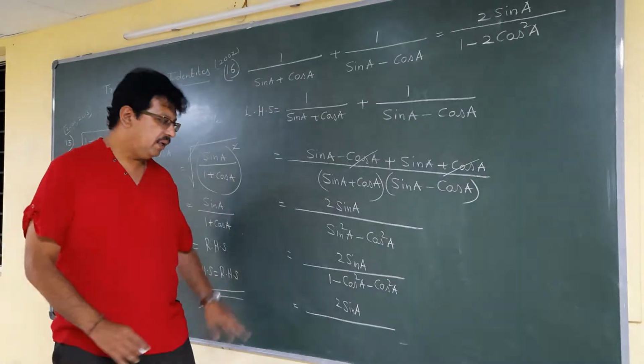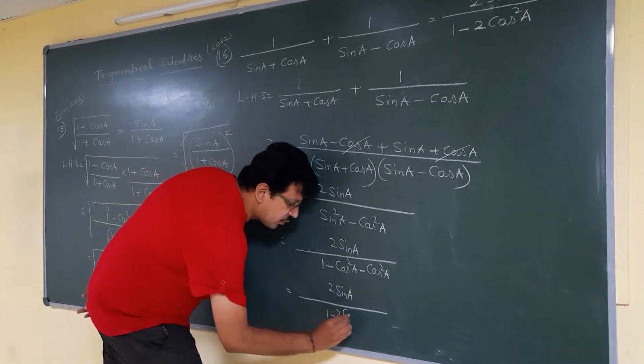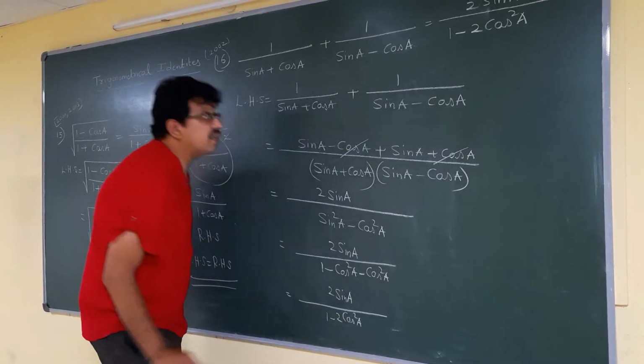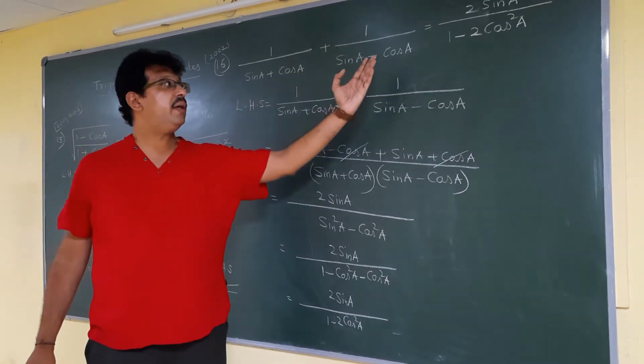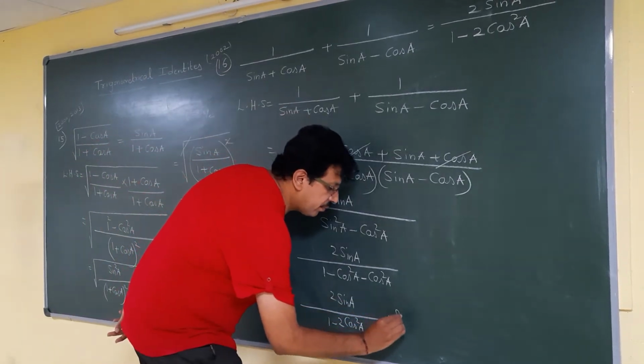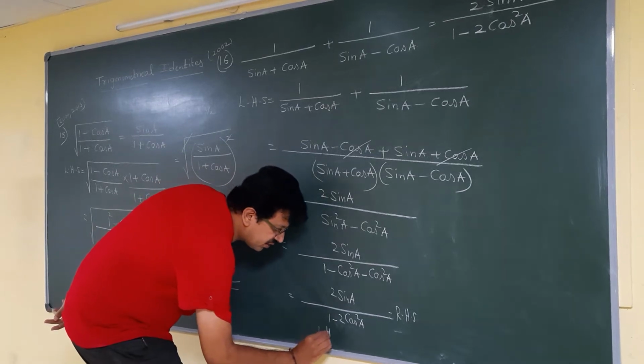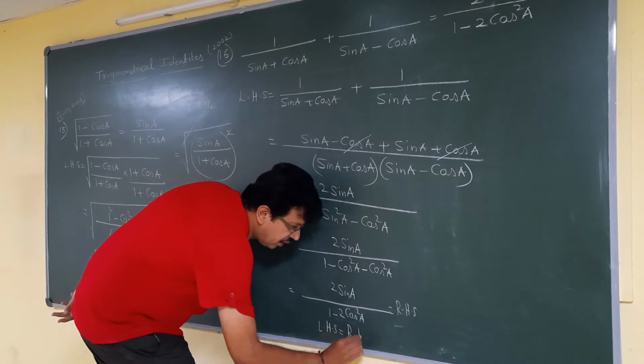Children, you should know that it's addition. So it is 1 minus 2 cos square A. So that is nothing but RHS. That is 2 sin A by 1 minus 2 cos square A. We have proved it. That is equal to RHS. So we have proved that LHS equal to RHS.